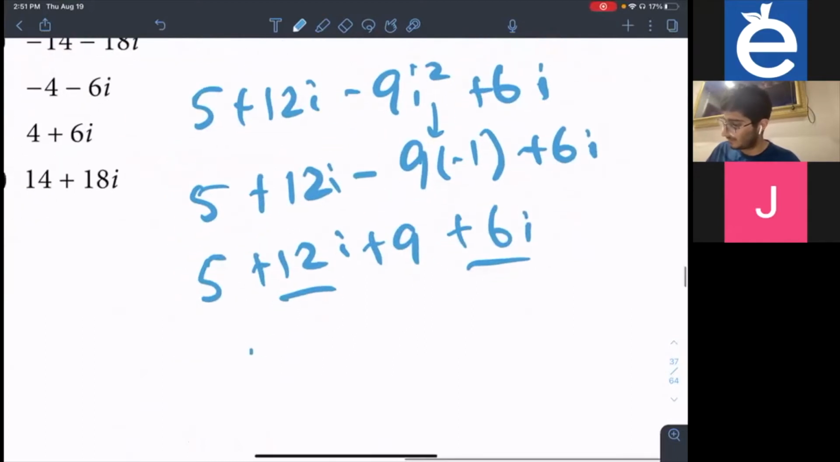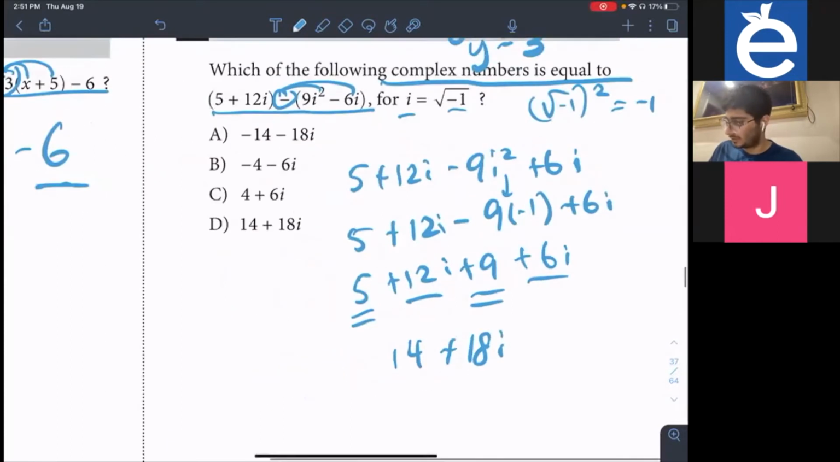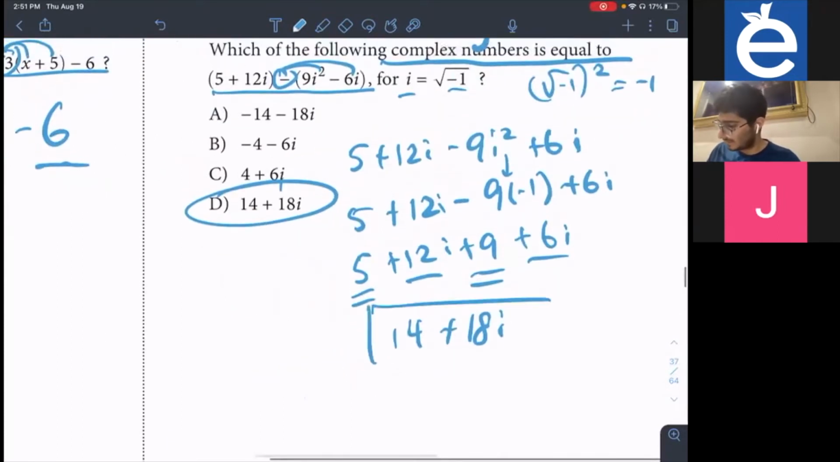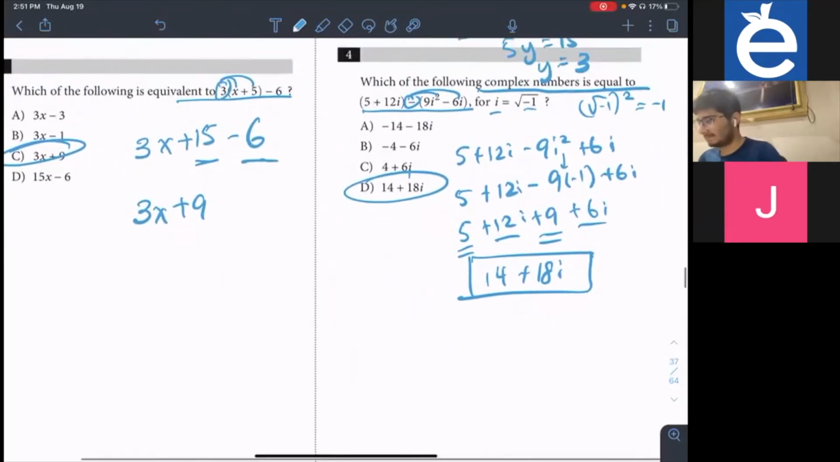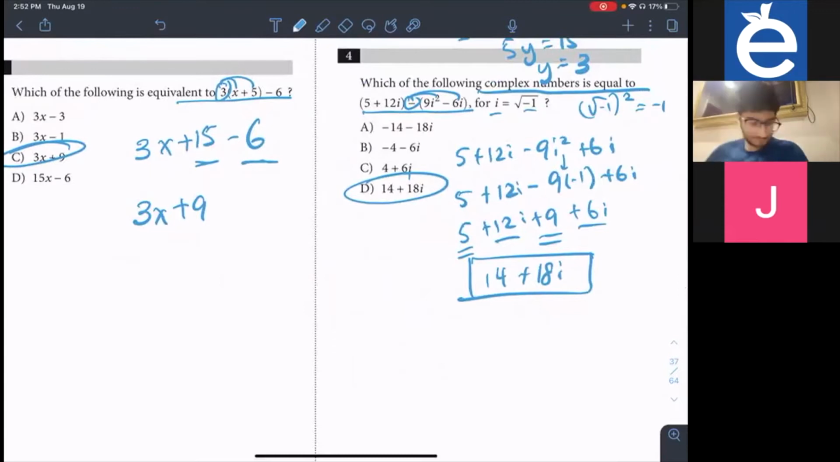Combine like terms. You get 5 plus 9, which is 14, and 12i plus 6i, you get 18i, which is choice D. That is basically what you have to do. If it's i squared or i cubed or i to the fourth, you simplify, then combine the like terms, the real numbers and the imaginary numbers, and write the expression. So that's question 4, choice D.